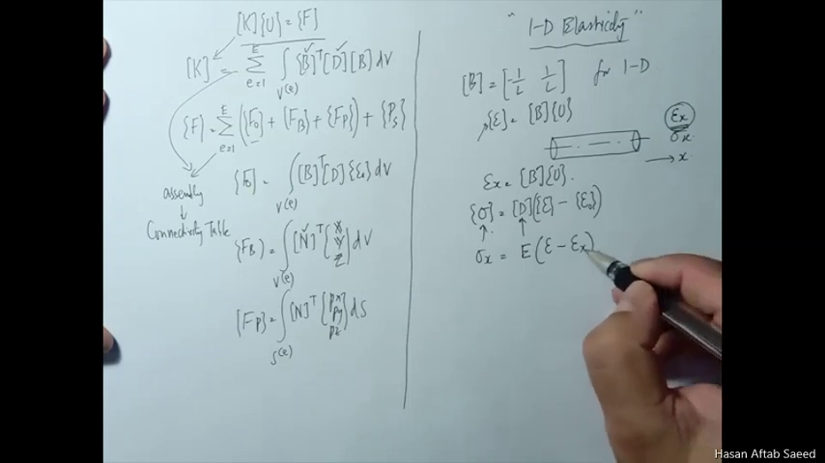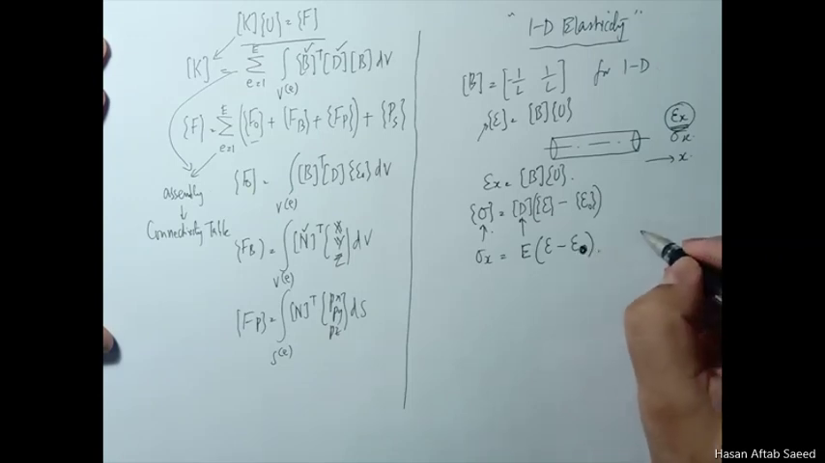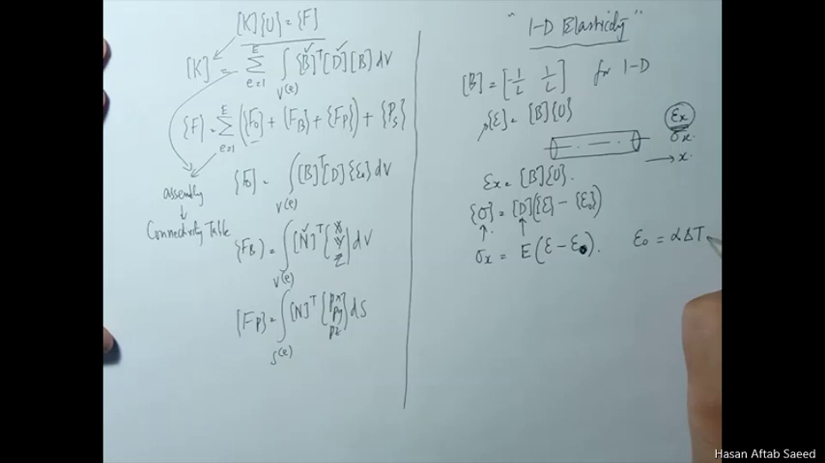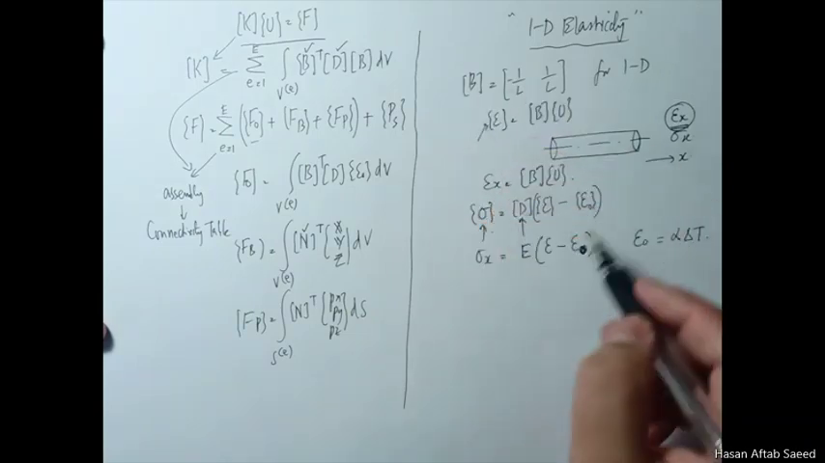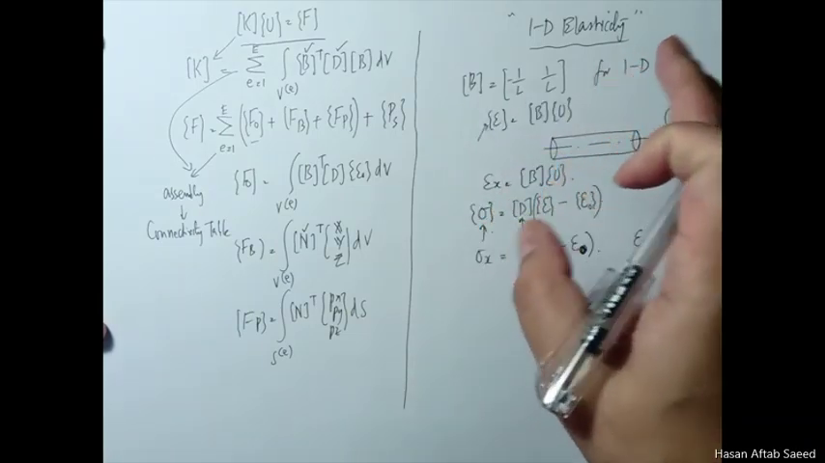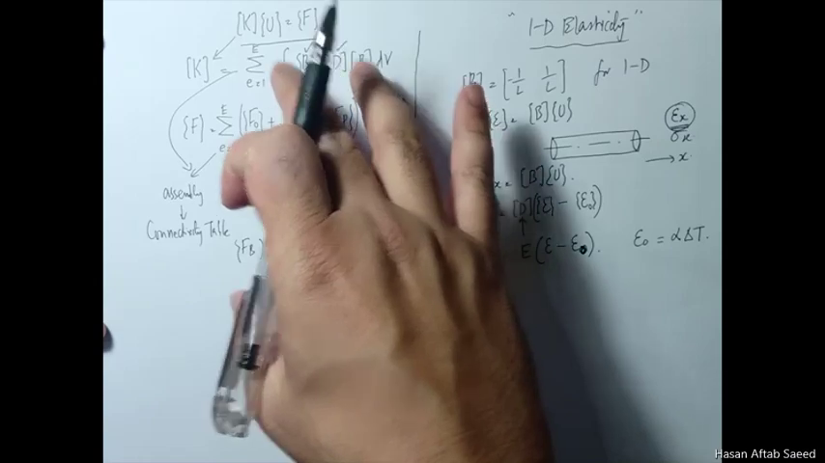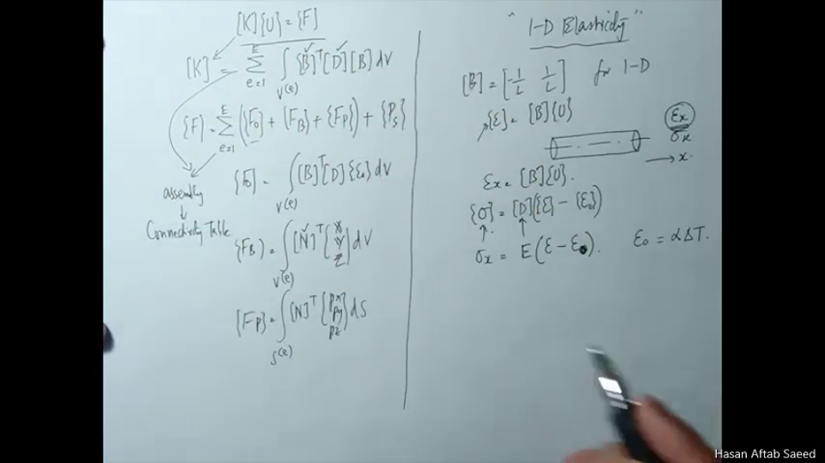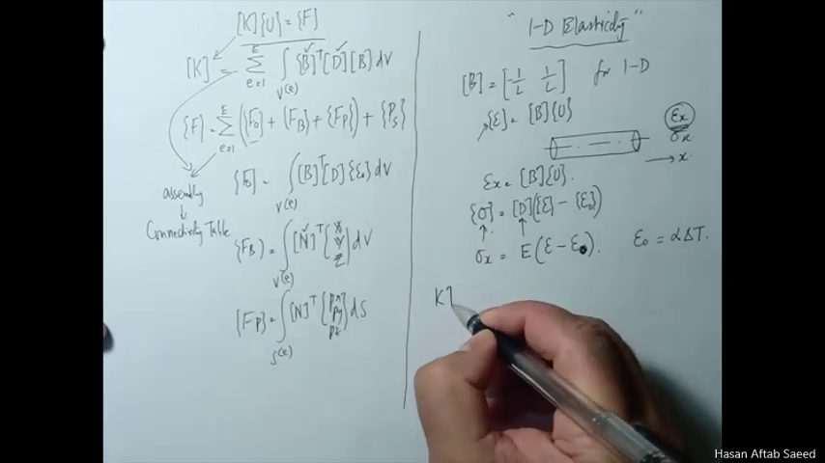And what about epsilon naught? Epsilon naught is a thermal strain. For 1D, we are familiar that this is the expression for it. So now we have all the ingredients for 1D that can be used here to tailor these general equations to our 1D problems. Let's start with K here.